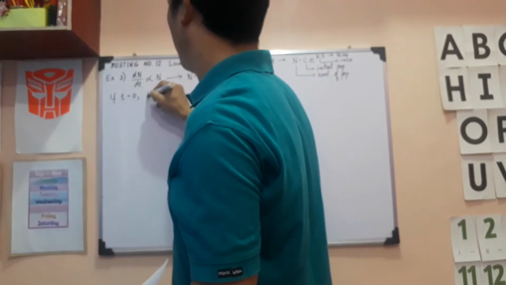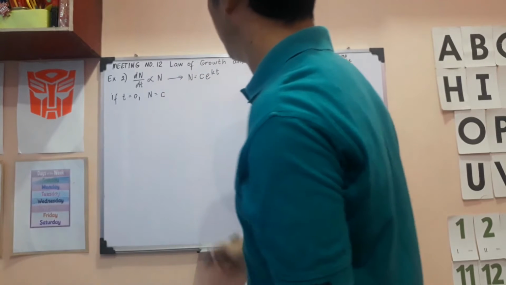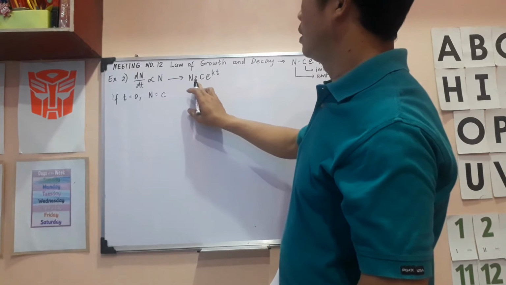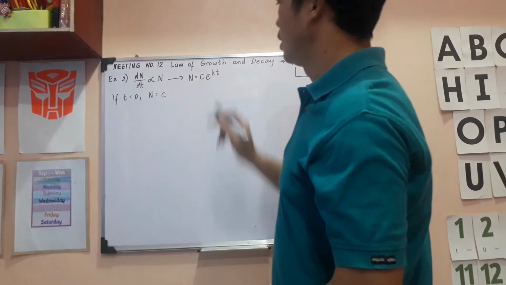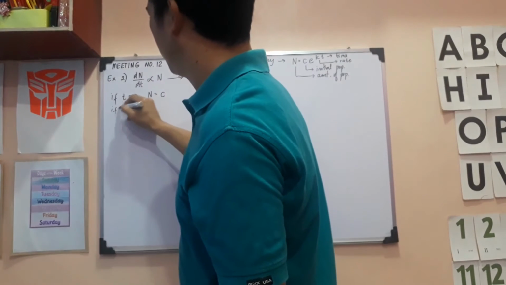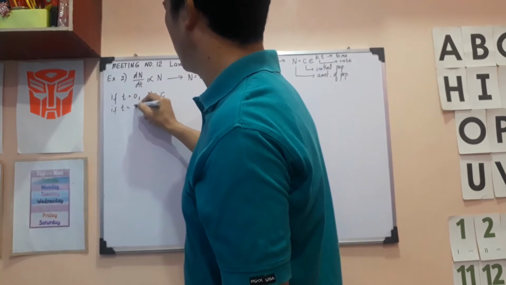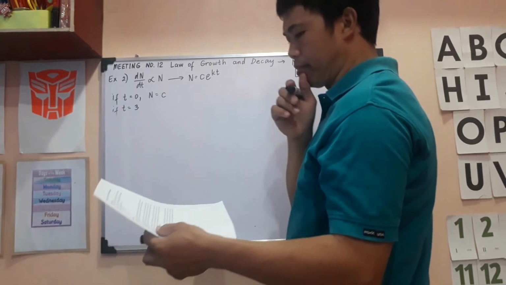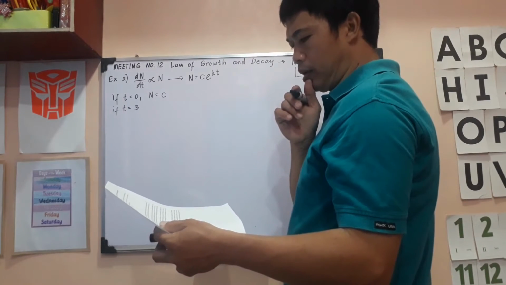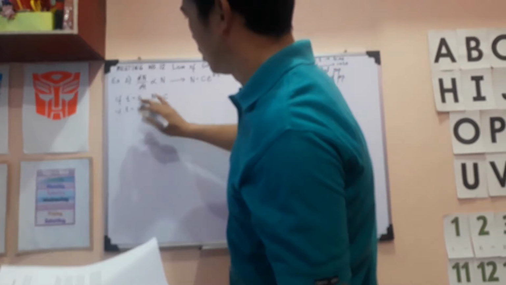So if t is equal to 0, N is equal to C. Because N is equal to C and then this is 1. If t is equal to 3, is that right? Maybe I am wrong again. So, after 1 hour, okay, 1.